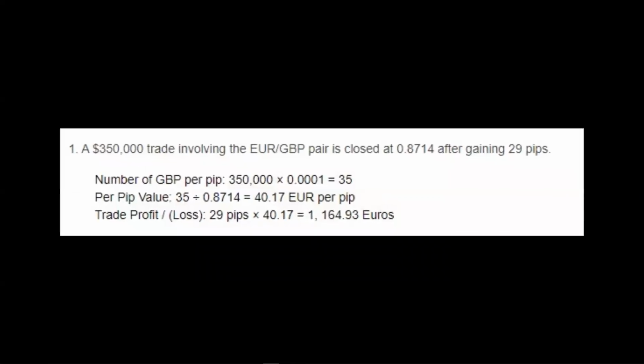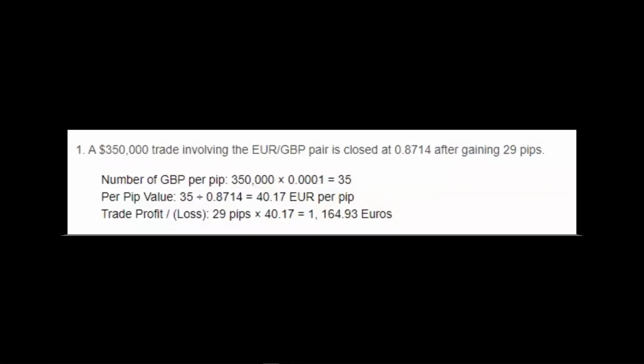Let's take one more example. Assume that a 350,000 trade involving the Euro-GBP pair is closed at 0.8714 after gaining 29 pips. First, determine the number of quote currency, GBP, each pip represents. Multiply the amount of the trade by one pip. So that's 350,000 multiplied by 0.0001, and that's equal to 35 GBP per pip.